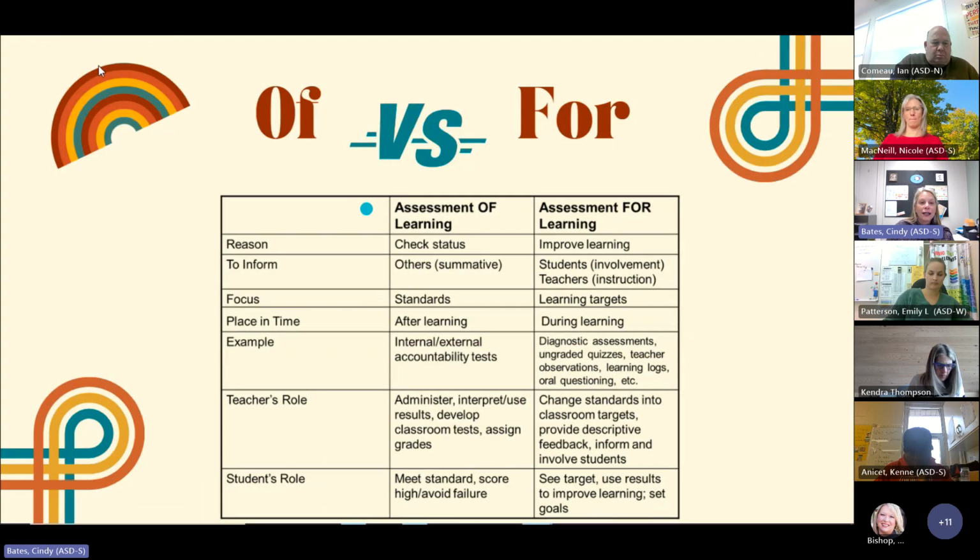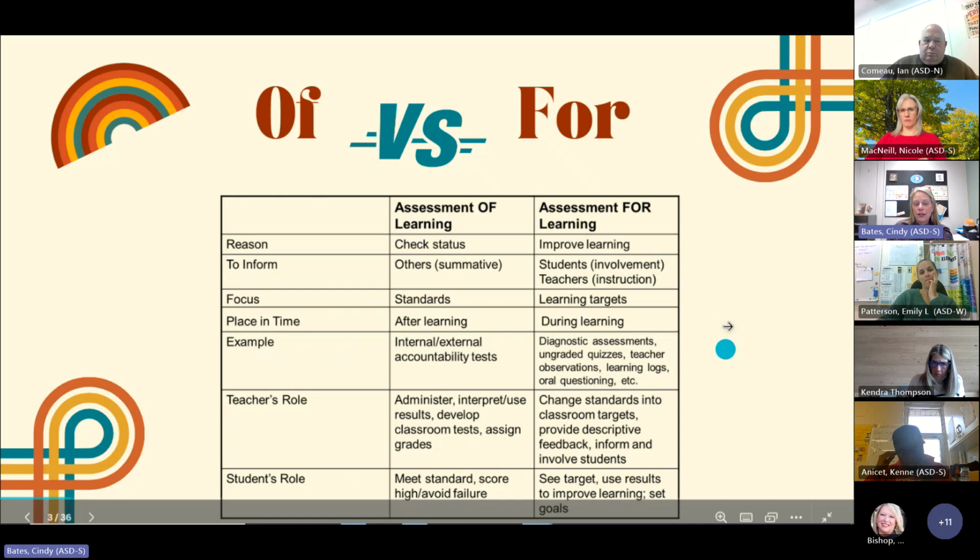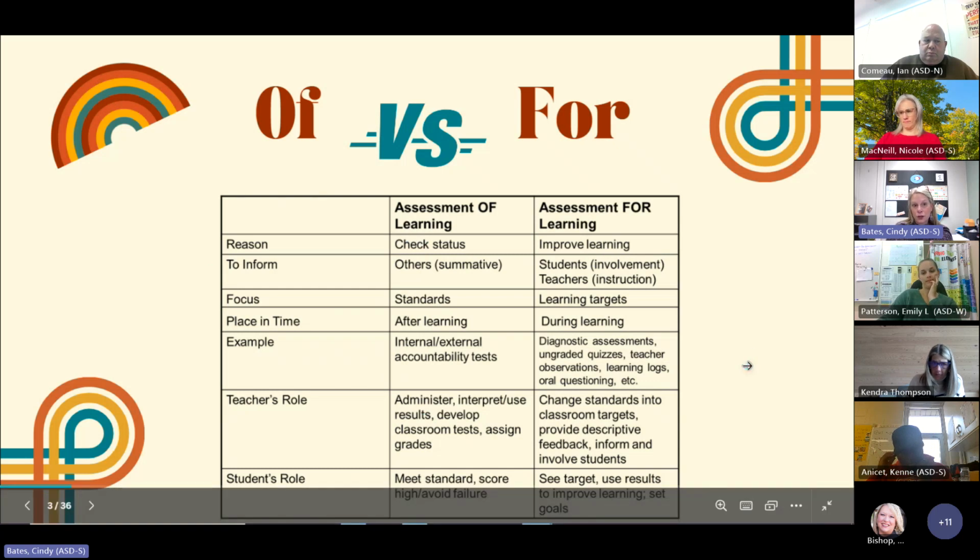So talking again about the difference between formative and summative assessment, or assessment of learning, which is summative, and assessment for learning, which is formative assessment. We do a lot more formative assessment. We do that before learning, during learning, and after learning. And summative assessment is really just after. And so you'll see here a bit of a table that shows the difference between the two.